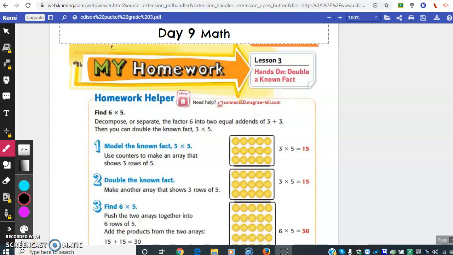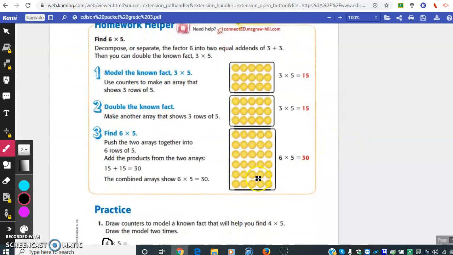All right, everybody, we're on day 9 of the learning packet, the math section. The My Homework page, lesson 3, talks about using known facts or doubling known facts. What they're trying to explain with this model here is that you can find the answer to a problem like 6 times 5 by breaking down the 6 into its doubles facts.